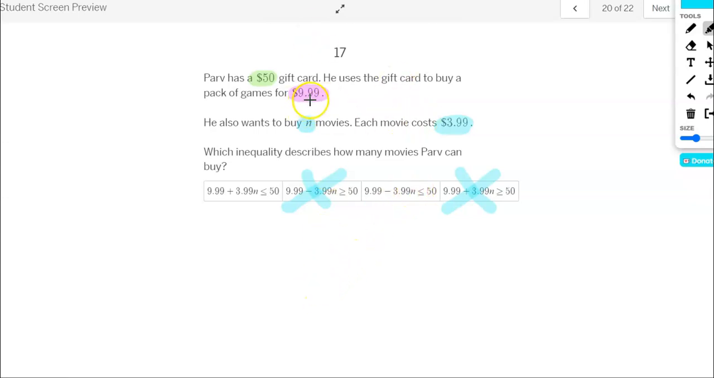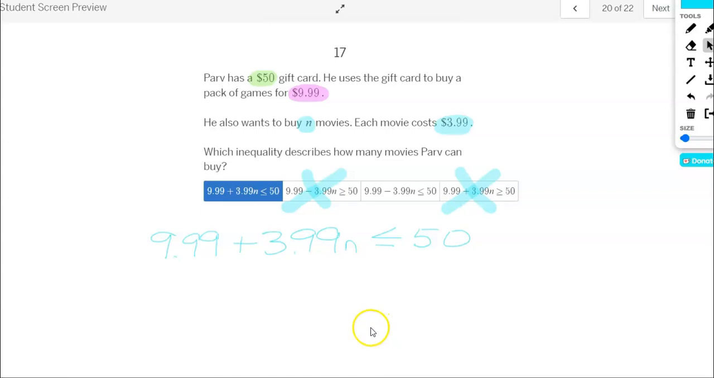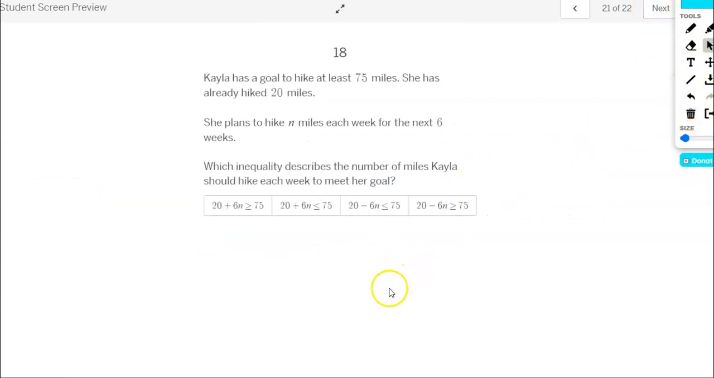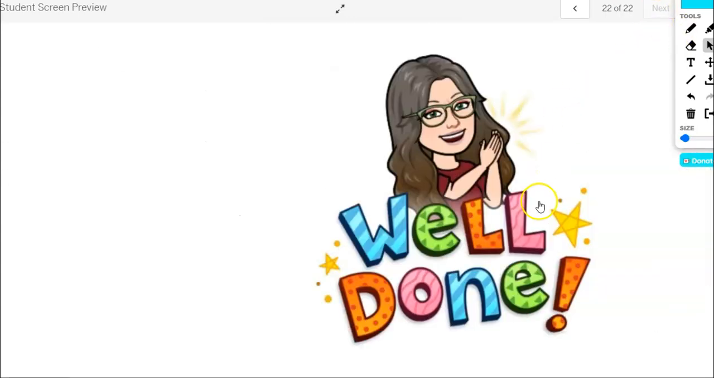Now, we know that the one-time fee is the $9.99. Okay, so it would be $9.99. And then each movie is $3.99. So that's $3.99 times n because we don't know how many movies he can buy. And then he has to spend less than or equal to that $50. We're not subtracting the $3.99 because he's spending that. And so all of this together is going to be less than or equal to 50. So it's going to be this first answer choice here where the two amounts are added together and they have to be less than or equal to $50. So the last problem here, very similar to the one we just did. And so you'll be solving this one on your own, and then you will be done.